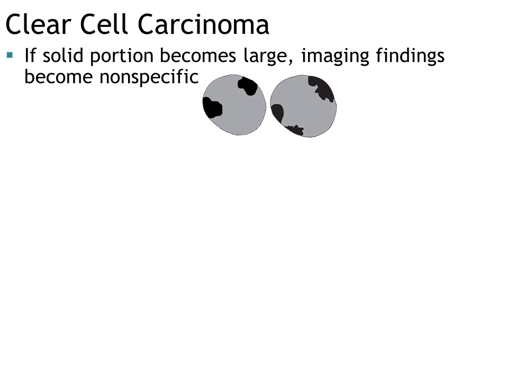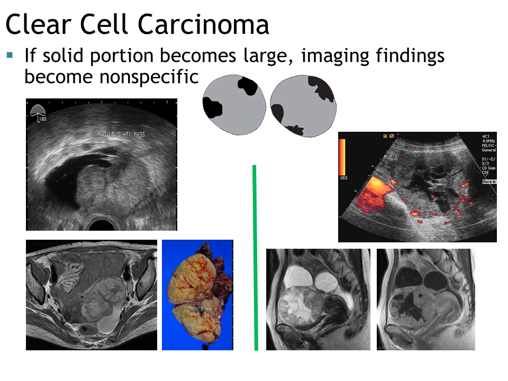If solid portion becomes large, imaging findings become nonspecific, in other words, become similar to other epithelial neoplasms. Two different cases of clear cell carcinoma with relatively large solid portions, difficult to suggest clear cell carcinoma, but probably still you can feel that these solid protrusions have relatively smooth surface.